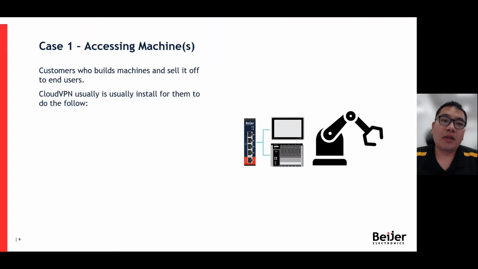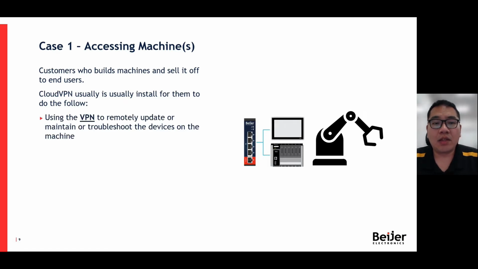So number one, the very typical use case of the CloudVPN is actually accessing distributed machines. Usually in this customer field that we have, it's the customers who are building their machines and then selling the machines off to their end users as well. So things like packaging machines and whatnot in this case. For this kind of customers, it's usually installed for them.